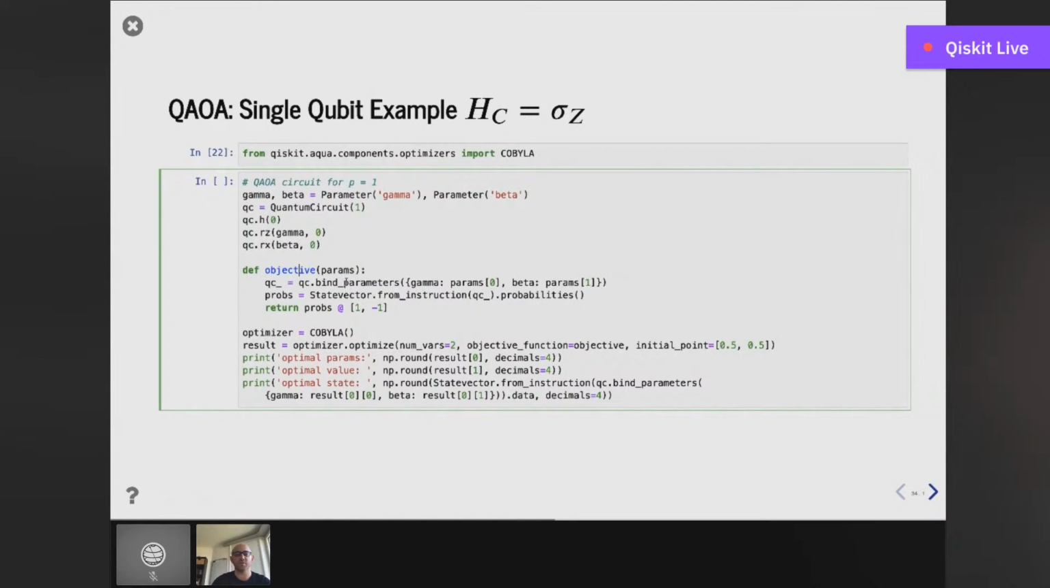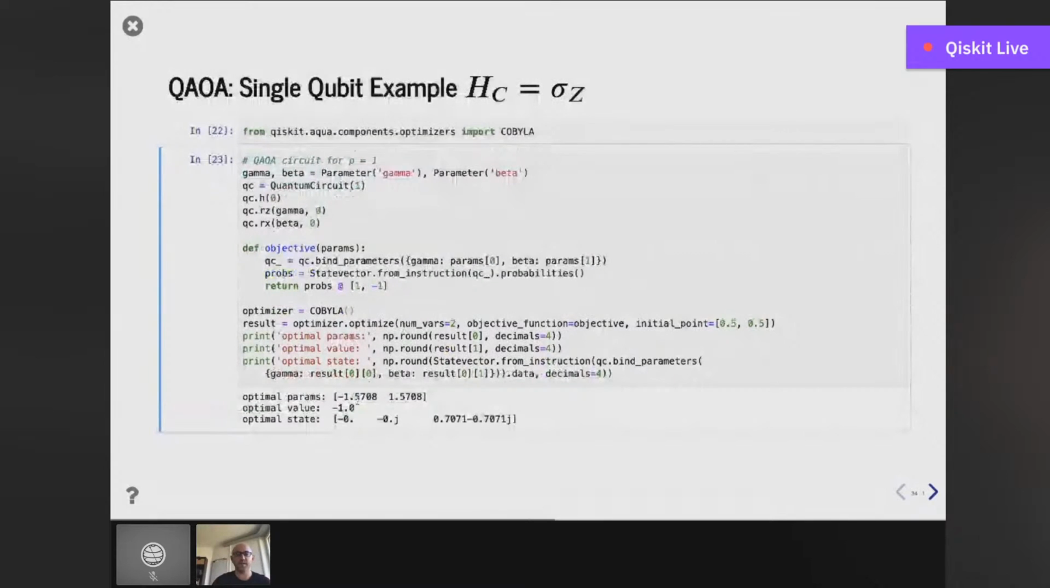Then we construct an objective function which takes parameters which are mapped to gamma and beta. For a given set of parameters, we evaluate, in this case for simplicity, the probabilities again of measuring a 1 or a 0, and we compute the corresponding objective value. So this is just a compact notation for the expected value of the Hamiltonian for the state that we construct here. And then we use this optimizer, COBYLA in this case, to minimize the objective function over the parameters.